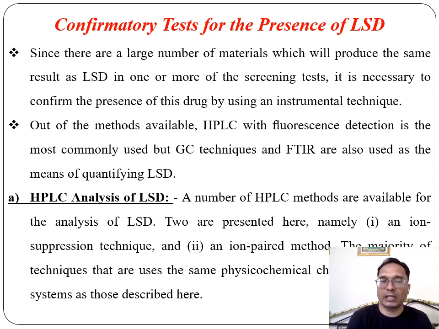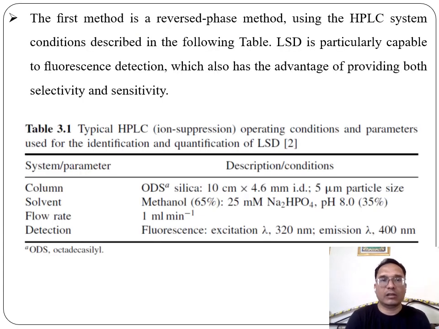The HPLC analysis of LSD includes two methods. The first is an ion separation technique and the second is the ion paired method. The majority of the techniques use the same physicochemical characteristics and system, and the basic requirements are described. The first method is the reversed phase method using the HPLC system, and the conditions are as shown in the table.